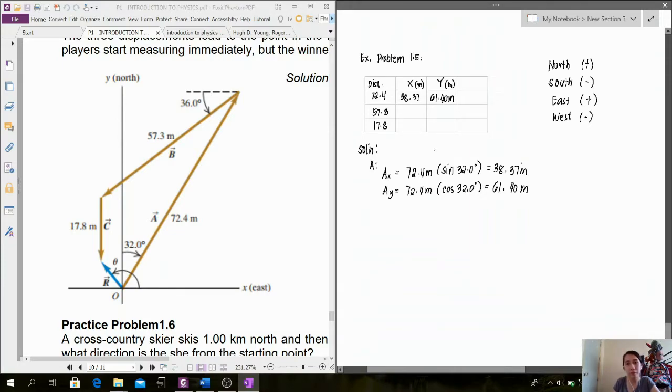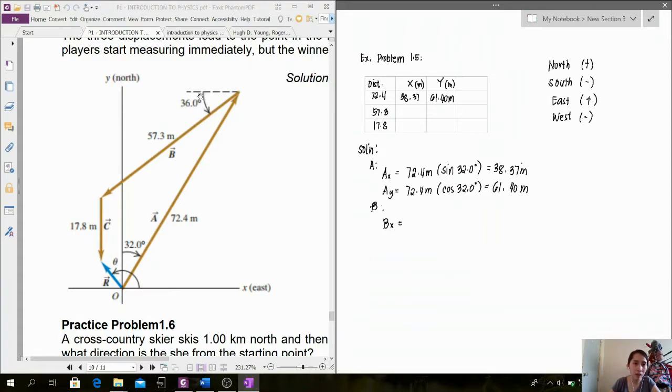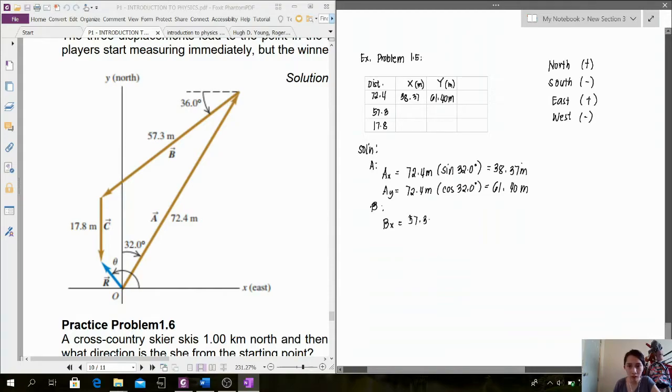So for B, the x component first: since the angle is in here and we are going to get the x component, we will use the cosine function. For the hypotenuse, that is 57.3 meters times cosine 36 degrees. And for the y component of vector B, we will write 57.3 meters sine 36 degrees. So, let's compute 57.3 cosine 36.